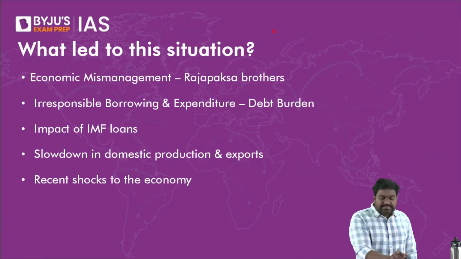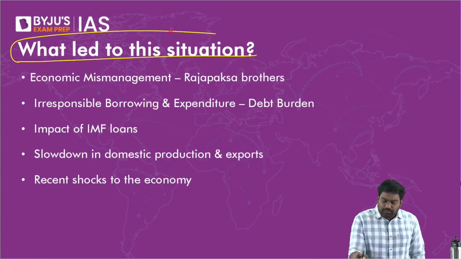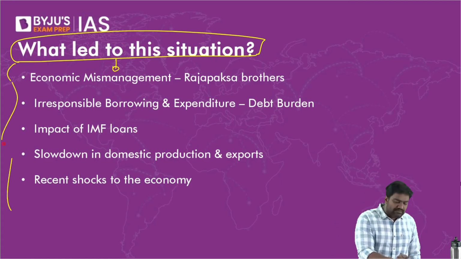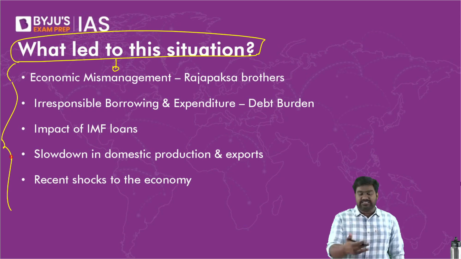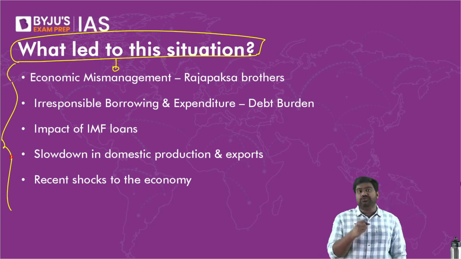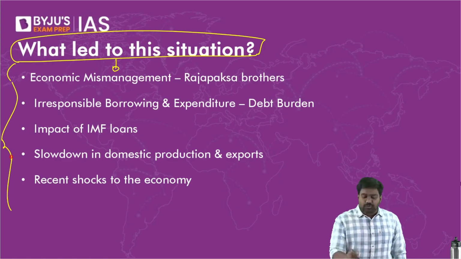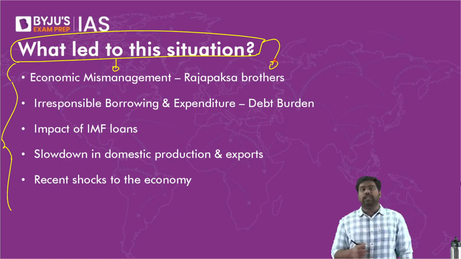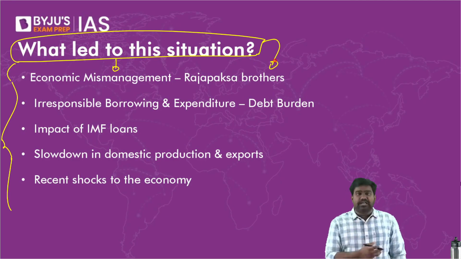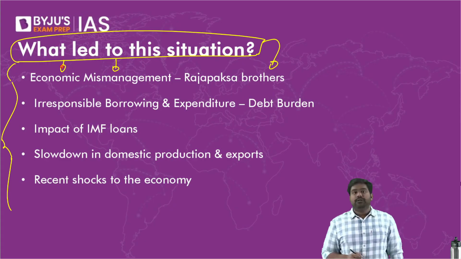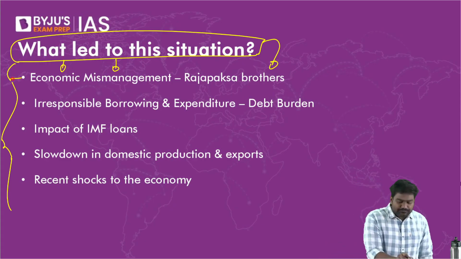So let's quickly examine what factors contributed to this situation. Because given the impact of this event and the role India has played in assisting Sri Lanka after the crisis, UPSC can most definitely ask a mains question here. It can ask you to explain and illustrate the factors responsible for Sri Lanka's economic collapse, how it impacts India, and what India has done to assist its neighbor. All right, so let's take a look at this.